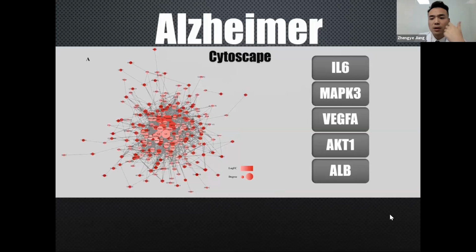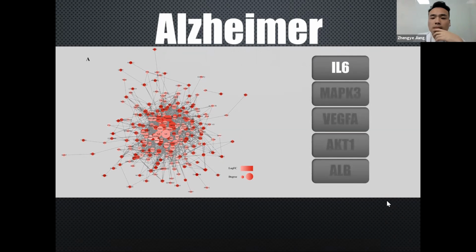According to the degree value, the first 5 hub genes extracted from the AD group were IL-6, MAPK3, VEGF-A, AKT1, and ALB. Okay, let's take a look at these genes. First, IL-6 constitutes a pleiotropic pro-inflammatory cytokine. The degradation of IL-6 is linked to chronic inflammation as well as multifactorial autoimmune disorders.